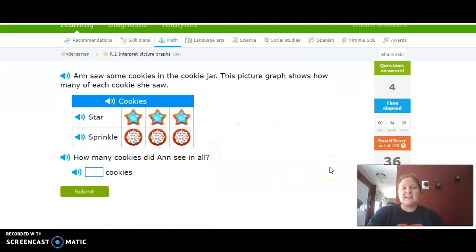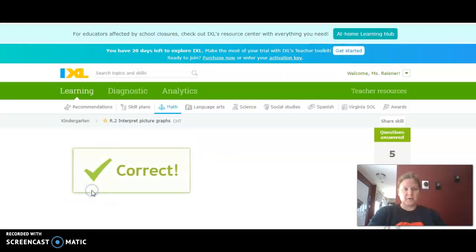All right. Anne saw some cookies in the cookie jar. This picture graph shows how many of each cookie she saw. So star cookies and sprinkle cookies. How many cookies did Anne see in all? Oh, there's the in all again. What am I going to do? Yeah, I'm going to add them up. So 3 plus 3 gives me 6. Yes, way to go.